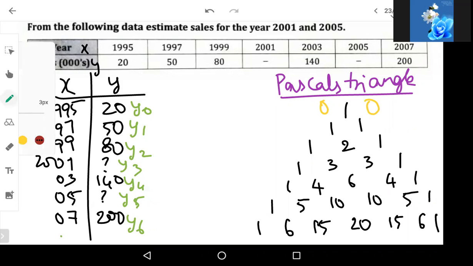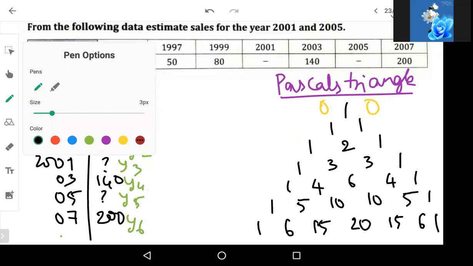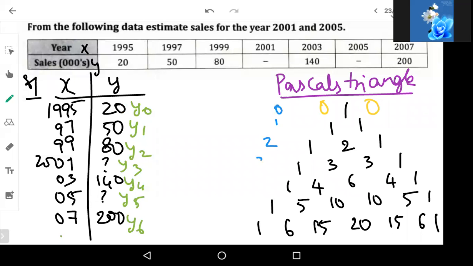Now if you see, according to the numbers, there are y6. So we also have y0, 1, 2, 3, 4, 5, 6. Now what are the known values? 1, 2, 3, 4, 5. There are only 5 known values. Okay, 1, 2, 3, 4, 5. So we only have 5 known values.